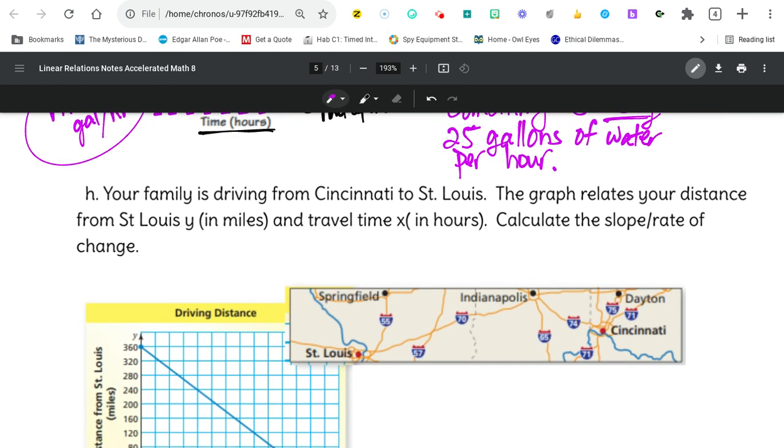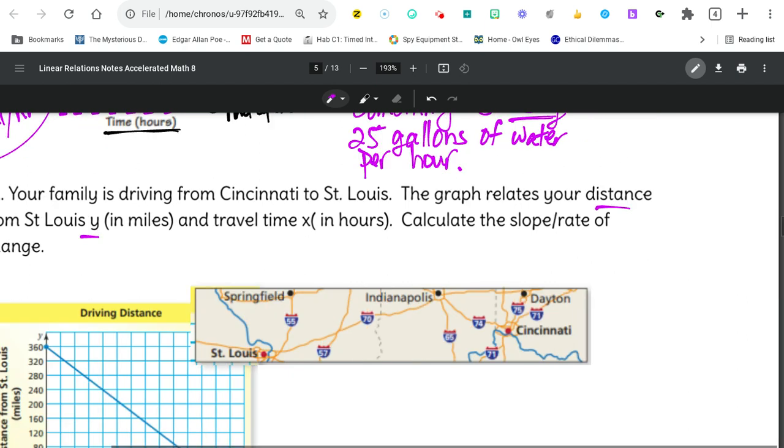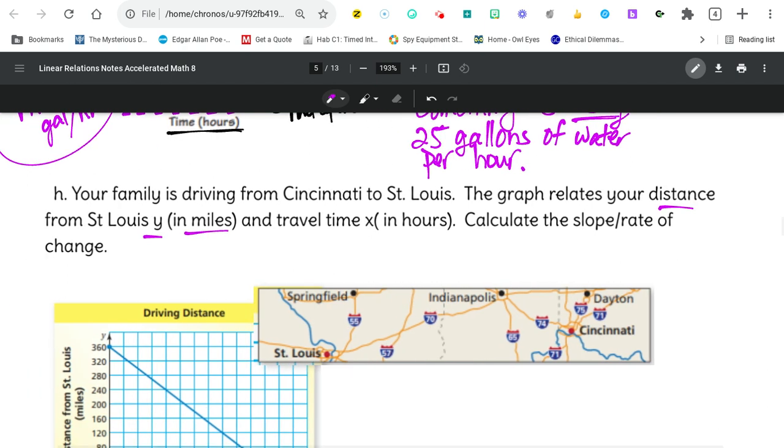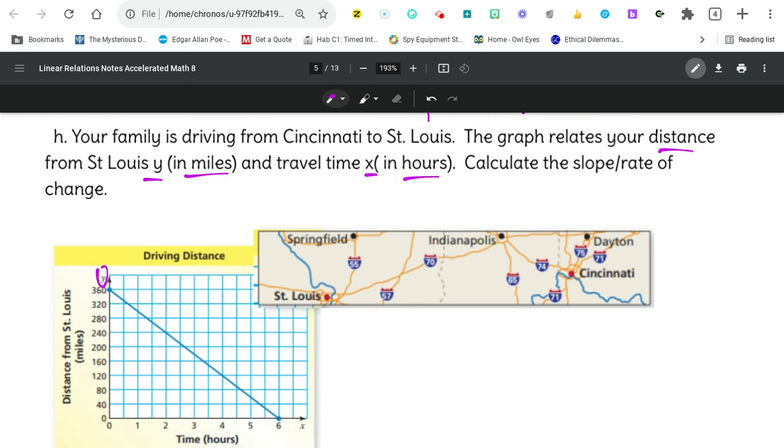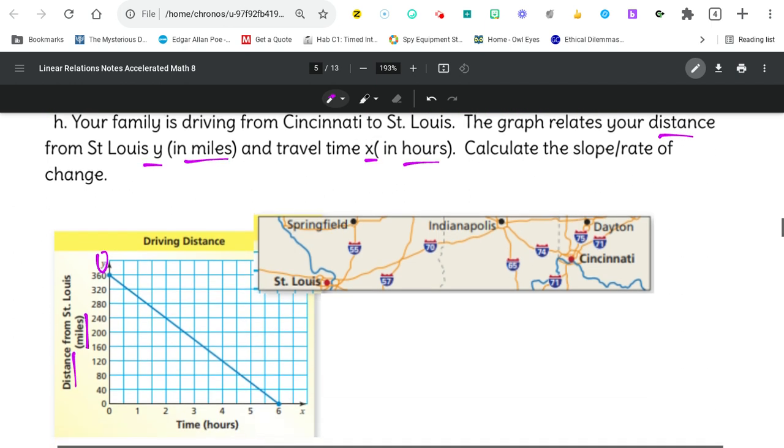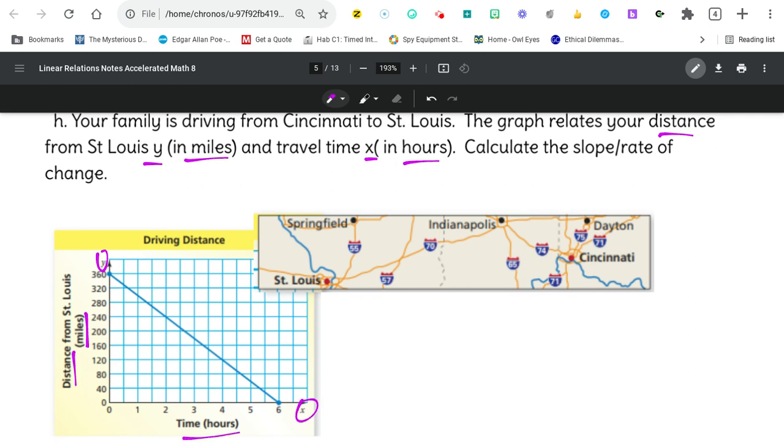All right, let's take a look at H. Your family is driving from Cincinnati to St. Louis, and the graph relates your distance from St. Louis, which we're calling Y, in the unit miles, and travel time with X, in the unit hours. And we all know that distance depends on time. You can't drive somewhere without time going by, so time is independent. It happens first, that's why it's X. So distance is Y, that's why you see it on the y-axis, and time is x, the independent variable on the x-axis.